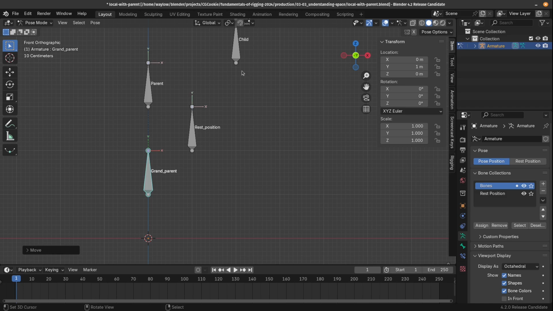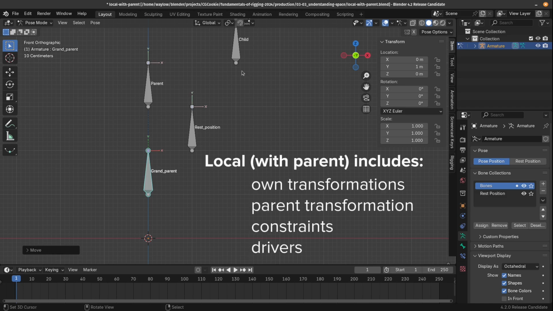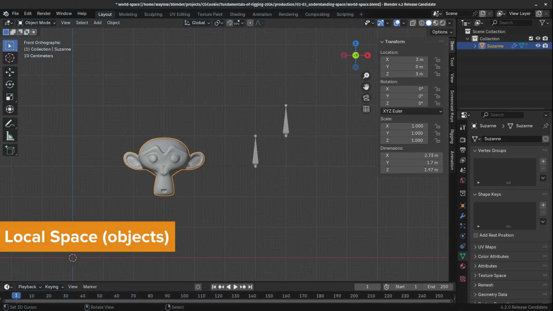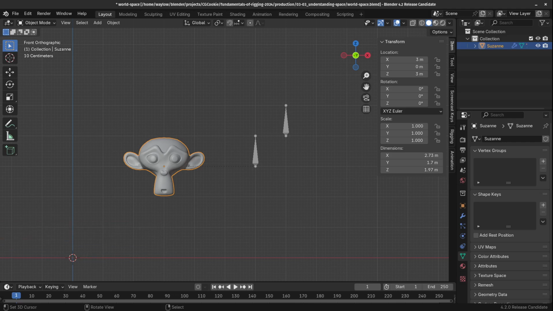Now you also need to know that this space type also includes any transformations that may occur through constraints and drivers as well. But it is relative from its current position to its rest position. When dealing with objects, local space is always relative to the parent. And if that object doesn't happen to have a parent, you can think about it as being parented to the world.